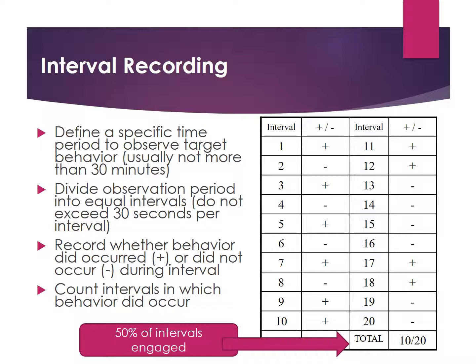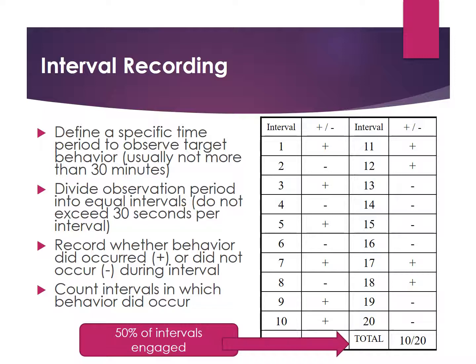Once you've divided them into intervals and you are observing the student, you put a plus mark or a minus mark in that interval: a plus if the behavior occurred, or a minus if the behavior did not occur. After the observation, you count the total number of intervals in which the behavior occurred. Here on the right-hand side, you see that I have 20 intervals. I've counted the total number of pluses, which gives me 10 out of 20, which tells me that the student engaged in the specific behavior for 50% of intervals.